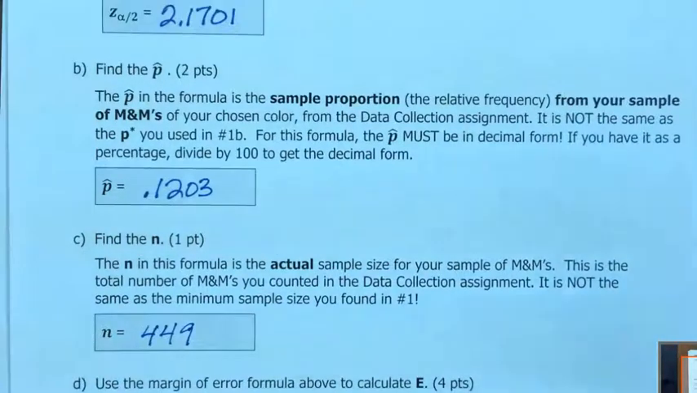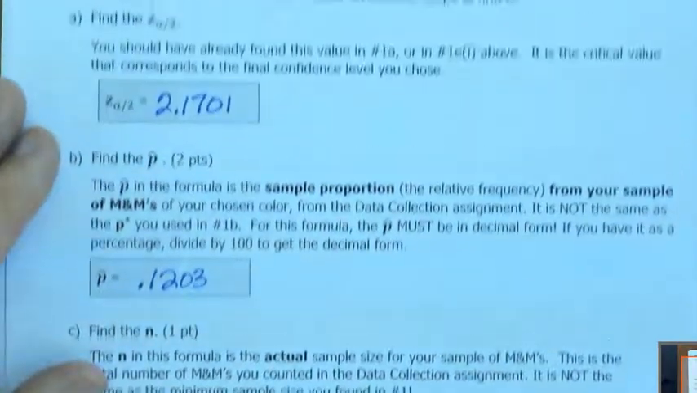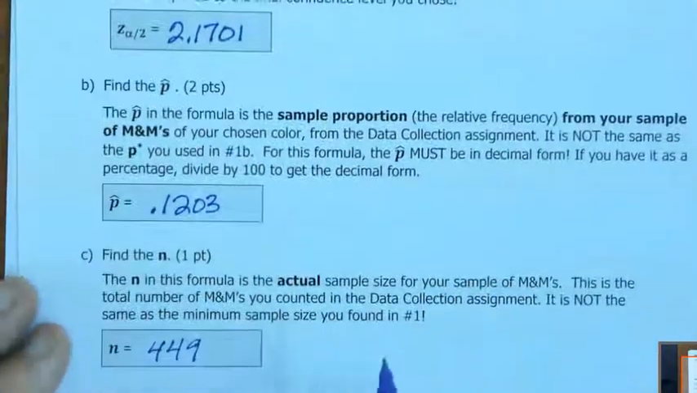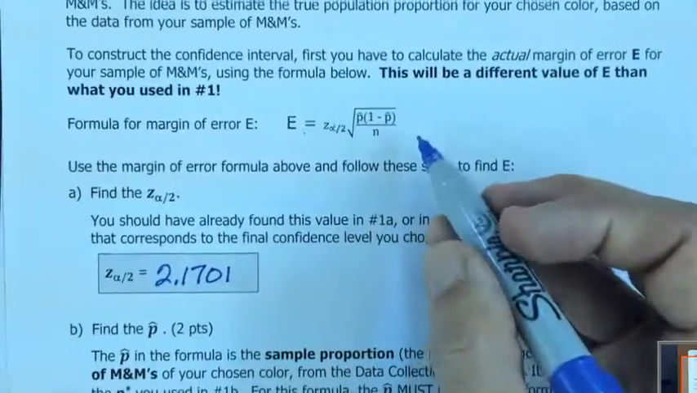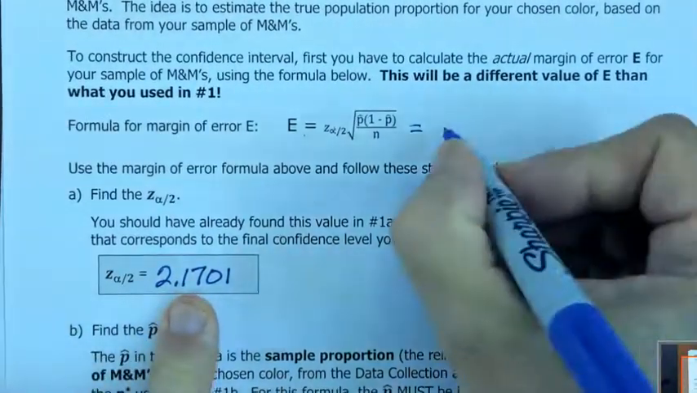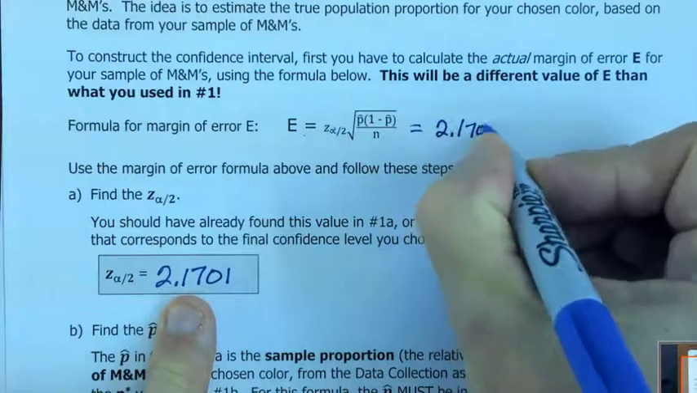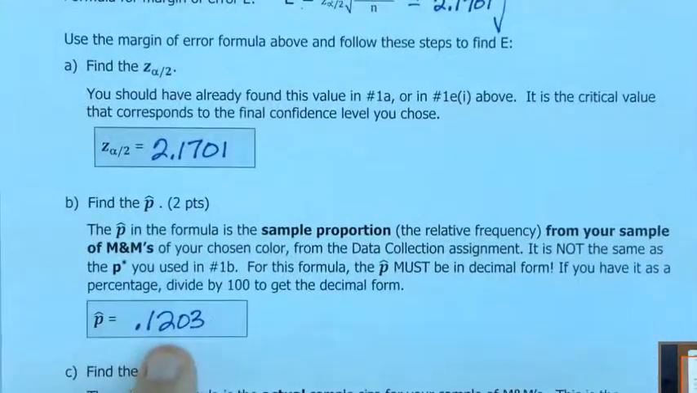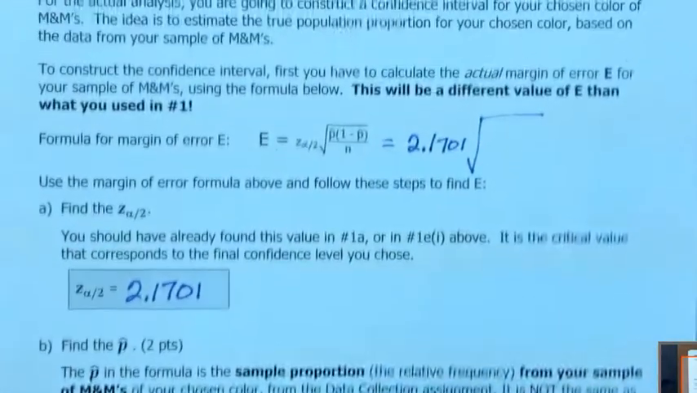The next thing you're going to do with this is calculate an actual margin of error. This is completely different than the E used in the last part of this. This is something you're going to calculate using this formula up here. So now that you've filled in these boxes, you have everything you need to put into this formula. So for me, my critical value was 2.1701. My p-hat, my sample proportion, was 0.1203.